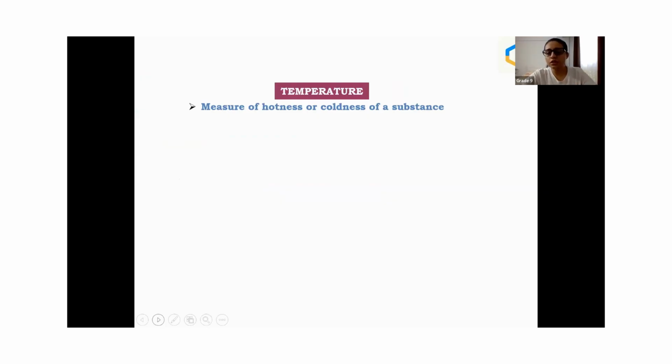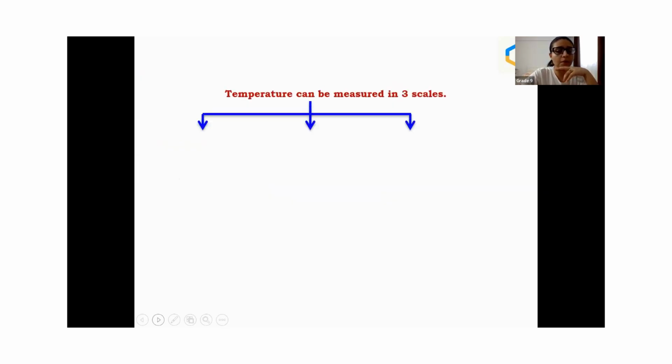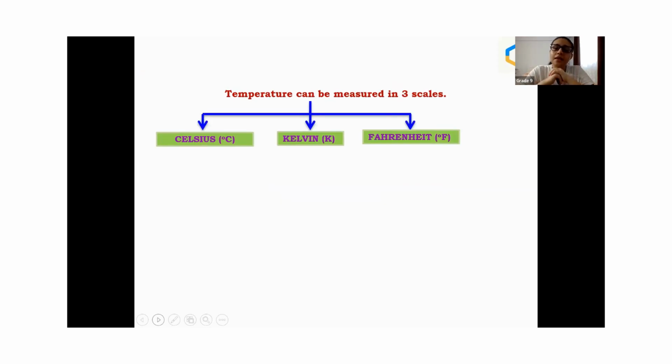Temperature is a measurement of hotness and coldness of a substance. If you are writing, start by giving the heading of temperature and start the definition. It says that it is a measure of hotness or coldness of a substance. Temperature can be measured in three scales, which you have already said: Celsius, Kelvin, and Fahrenheit. So you can see the spelling of Fahrenheit. You can write down the names of these three scales.